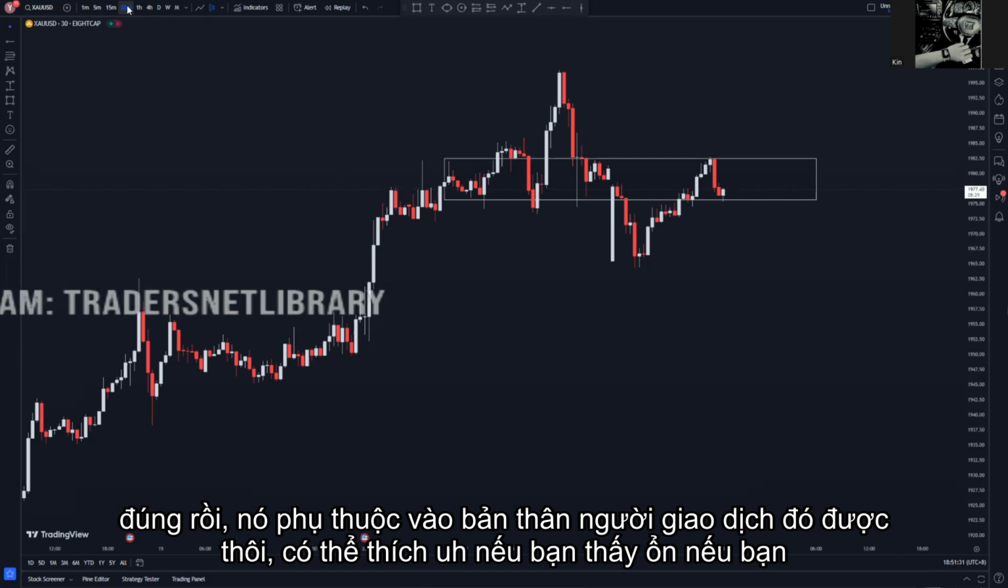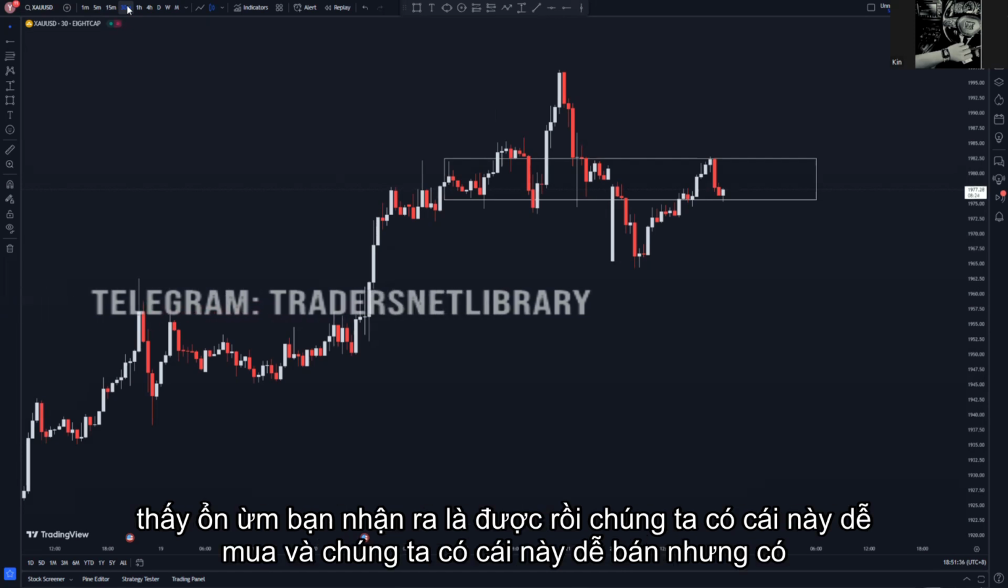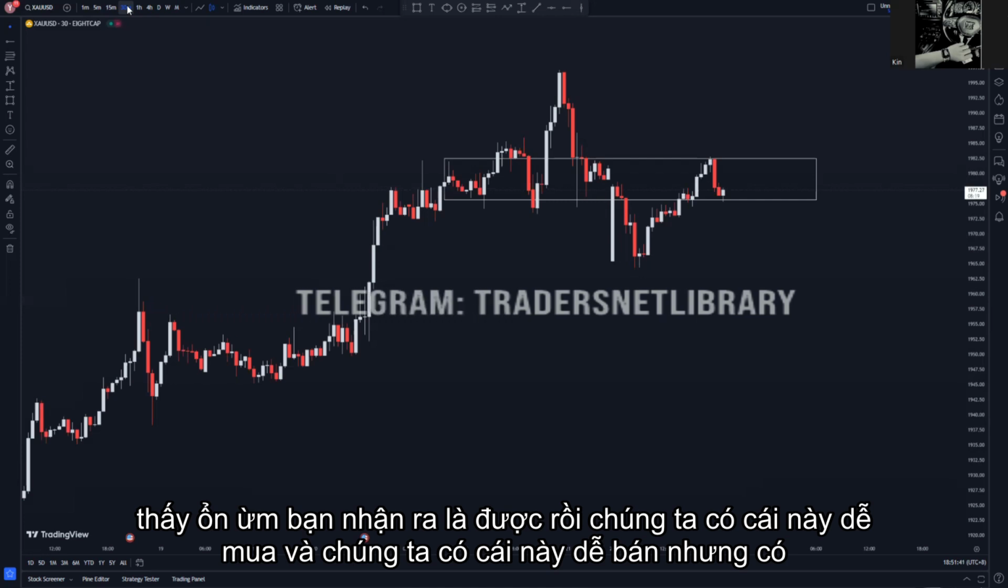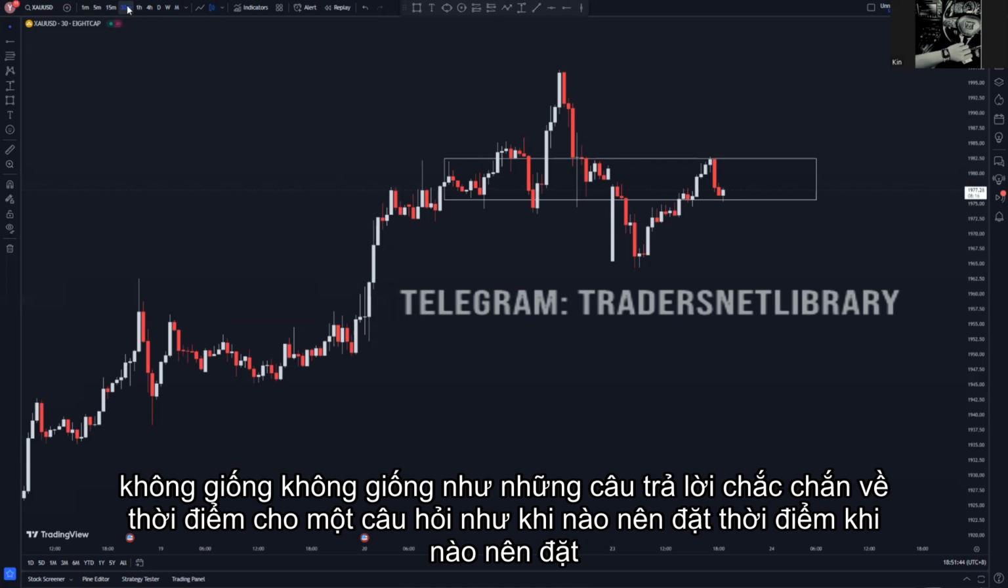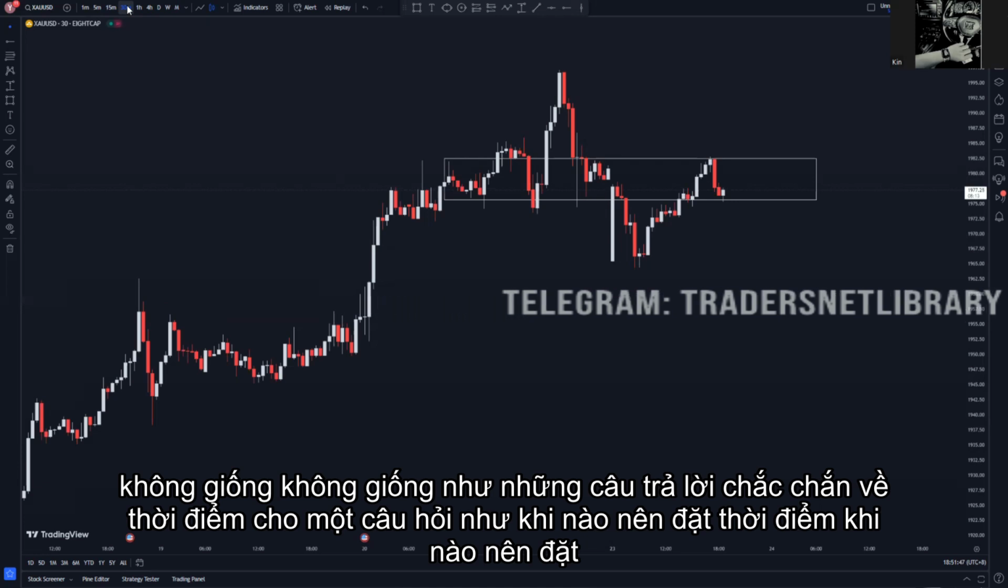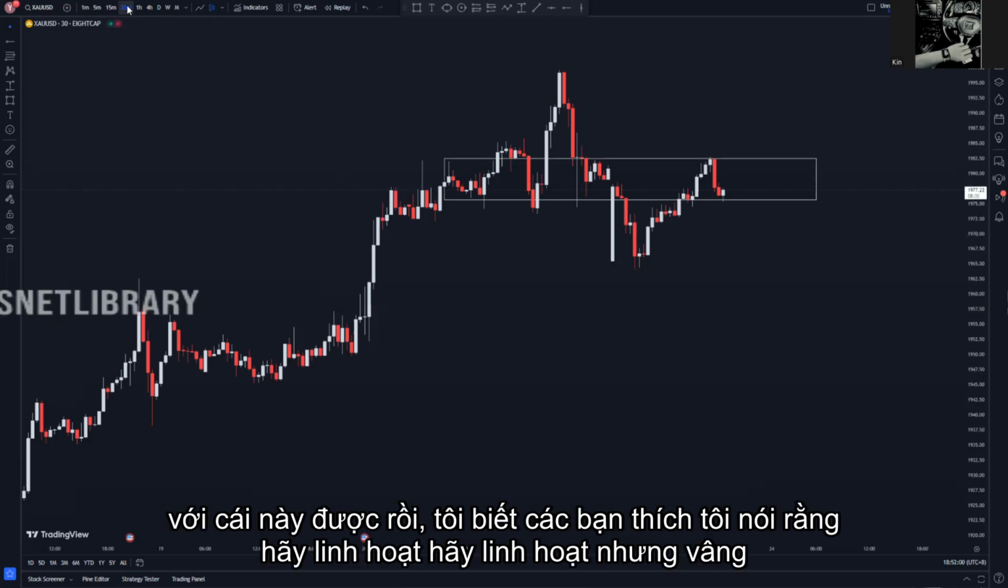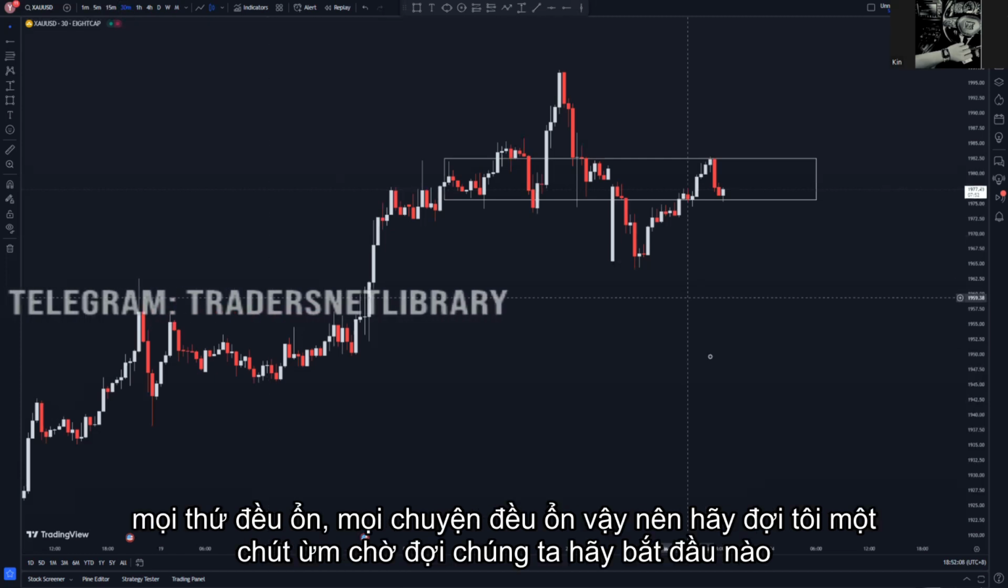It depends on the trader itself. Maybe you found out we have this EG buy and we have this EG sell, but there are no solid answers to the question of when to set the BE, when to set the SL, something like that. Because that thing is subjective, and we need to be flexible with this one, right? I know you guys are sick of me saying be flexible, but it is what it is.